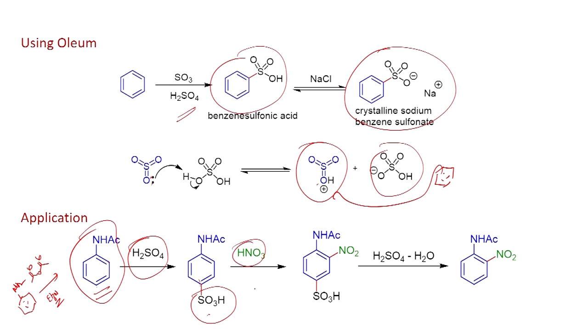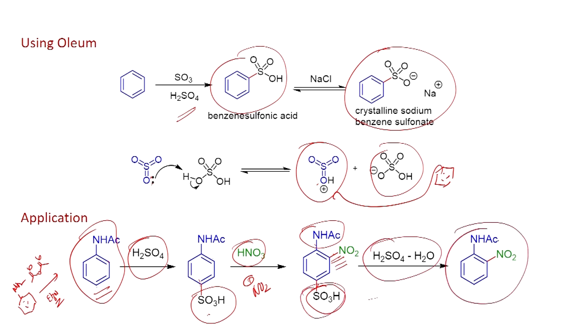When you do the nitration, since this is the electron withdrawing group and this is the electron donating group, the nitration will take place ortho with respect to this amide, and meta with respect to this one. The reaction is quite efficient in this way. You can try to introduce the nitro group. Once you introduce a nitro group, when you react with dilute acid, you can do desulfonation, so you can end up with this ortho nitro derivative.